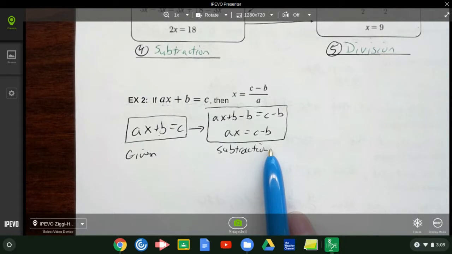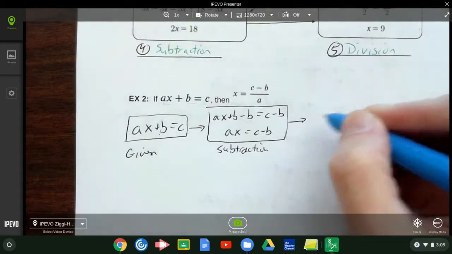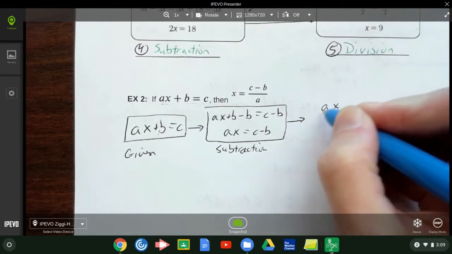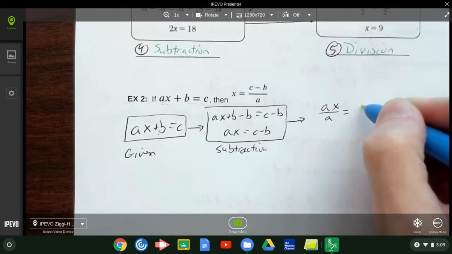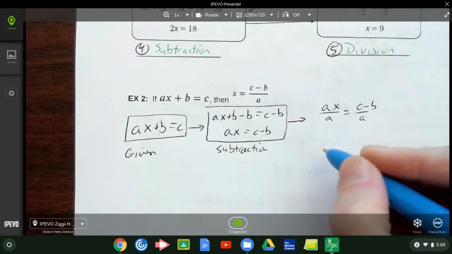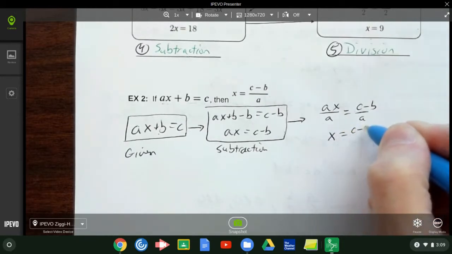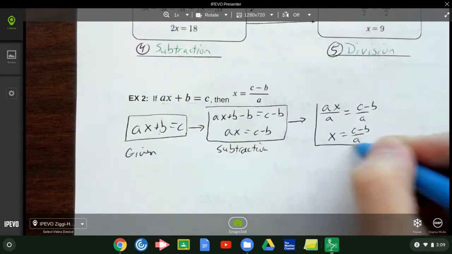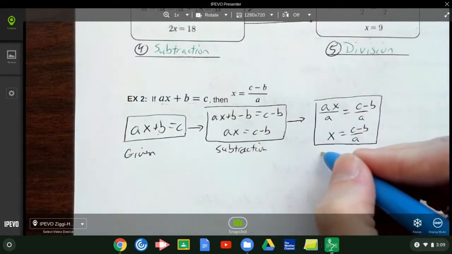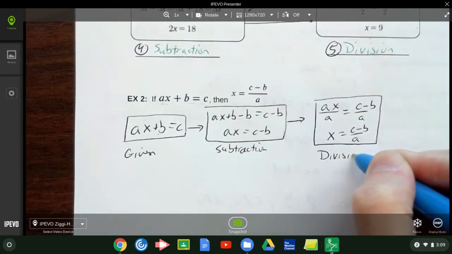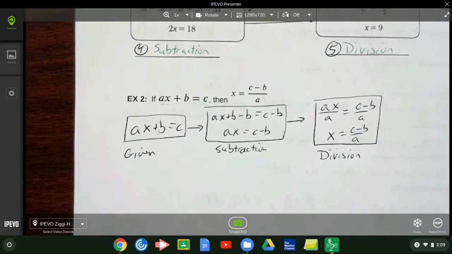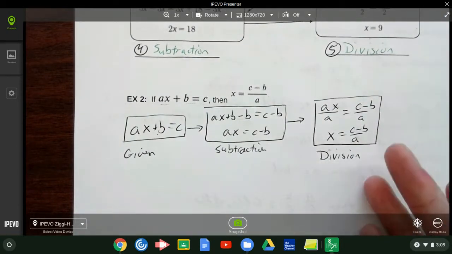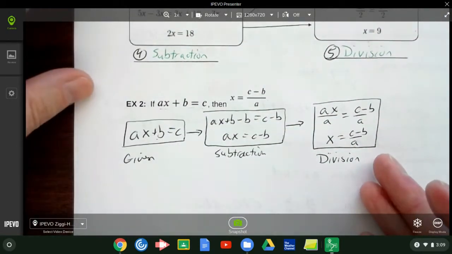What would be my next property that I can use? So hopefully you realized that I want to get the x by itself, so I need to divide by a. When I simplify that, we get this statement, and that is using my division property. So these algebraic proofs are very, very simple. Okay? All right, let's try some more.